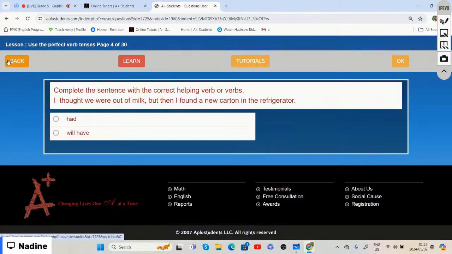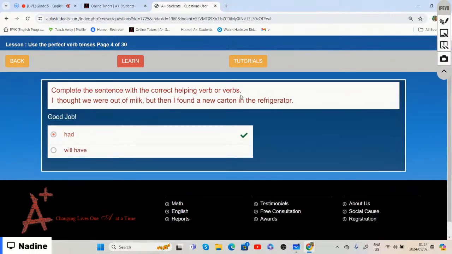I thought we were out of milk, but then I found a new carton in the fridge. Should we say I had thought we were out of milk, or I will have thought that we were out of milk, but then I found a new carton in the refrigerator? Is it I had, or do we say I will have? All right, so well done, guys. So we can say I had thought. Well done, well done.